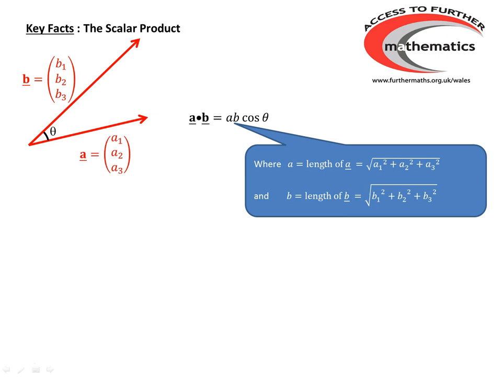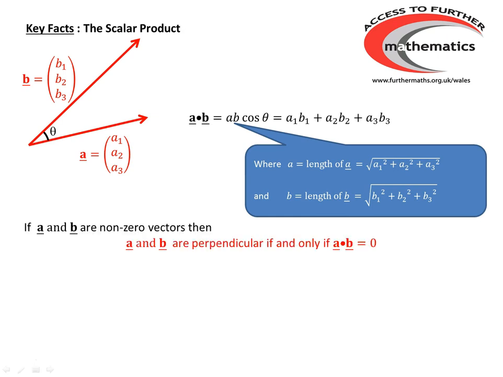If we know the two vectors in their coordinate forms, then it's very easy to work out a dot b. It's simply the result of multiplying a1 times b1 plus a2 times b2 plus a3 times b3. If a and b are non-zero vectors, then a and b are perpendicular if and only if a dot b is equal to 0. That's because of the cos theta term inside the definition of the scalar product.